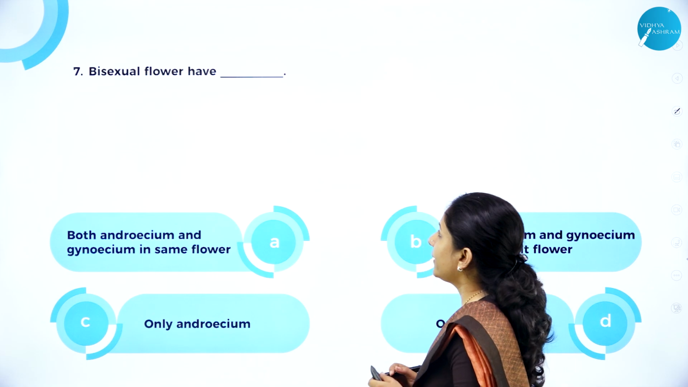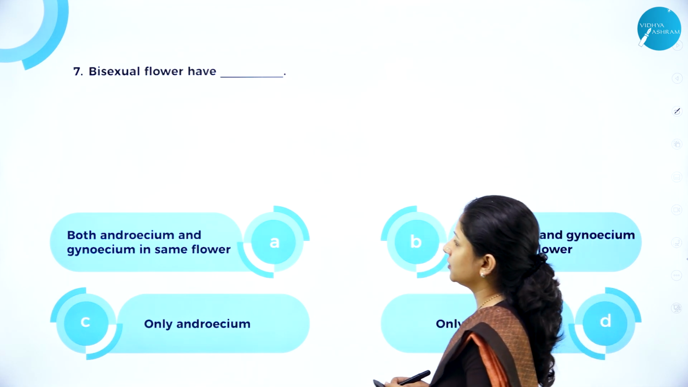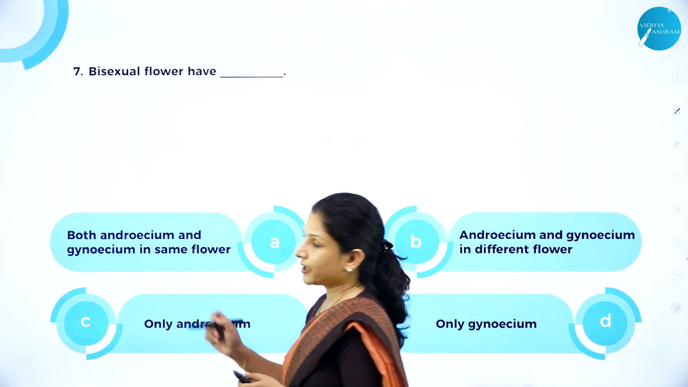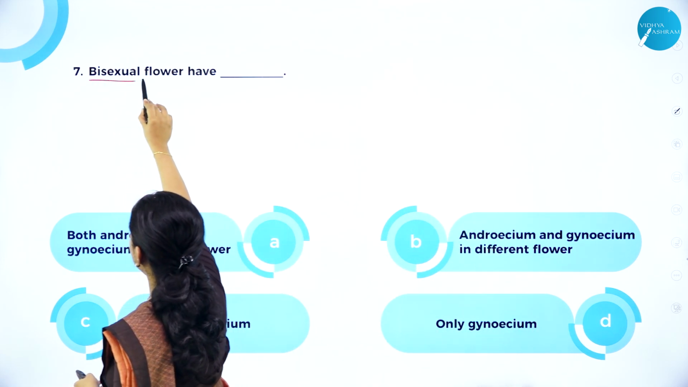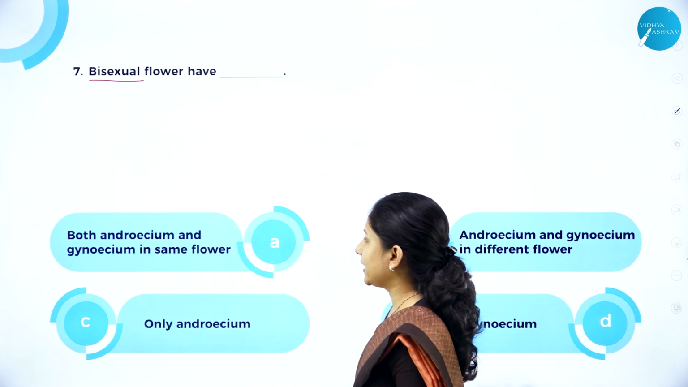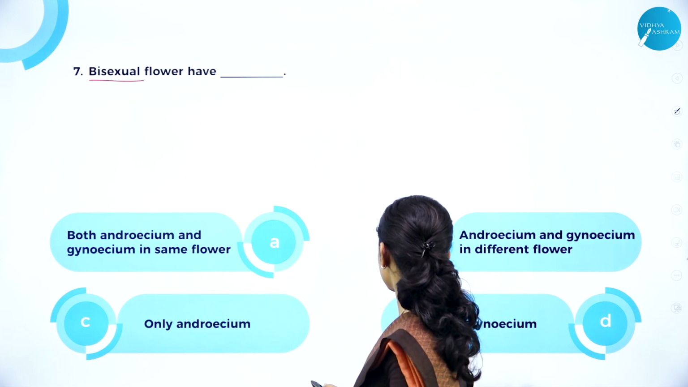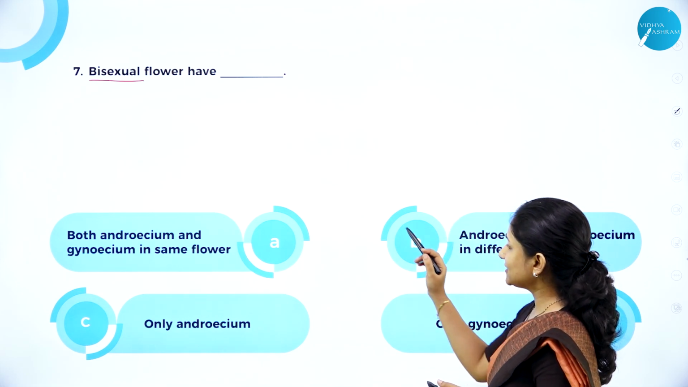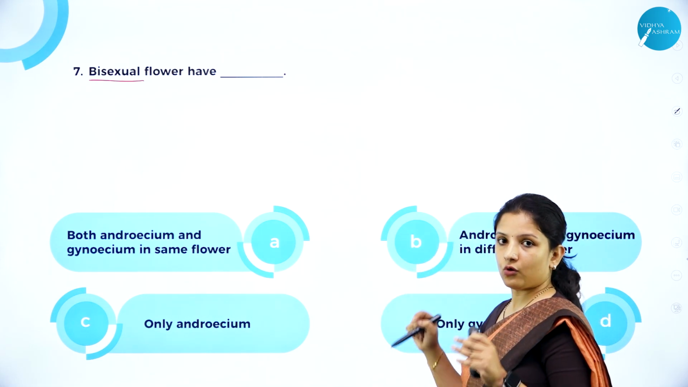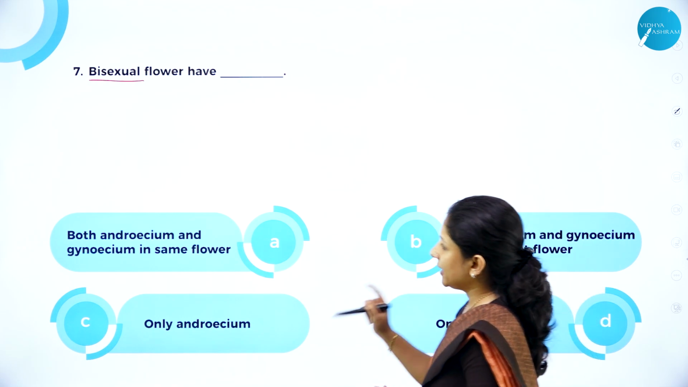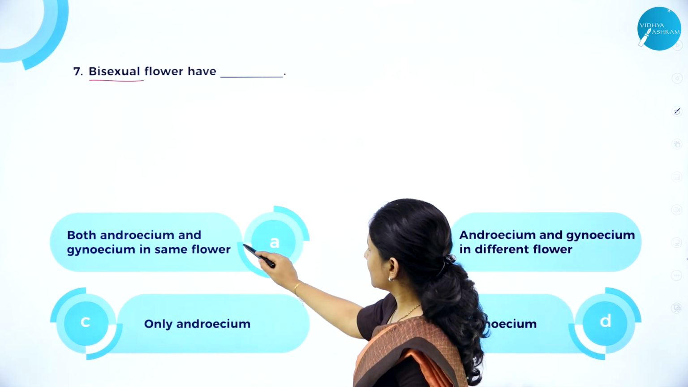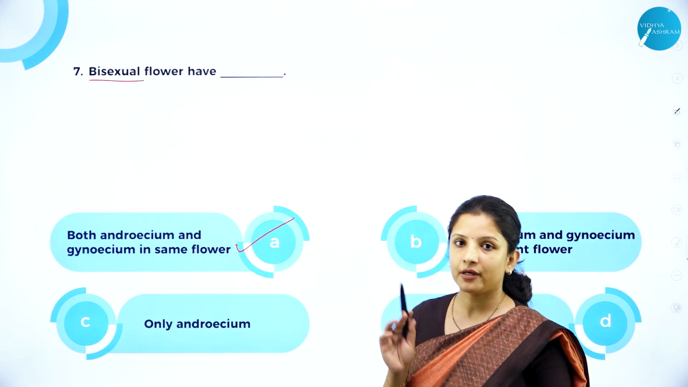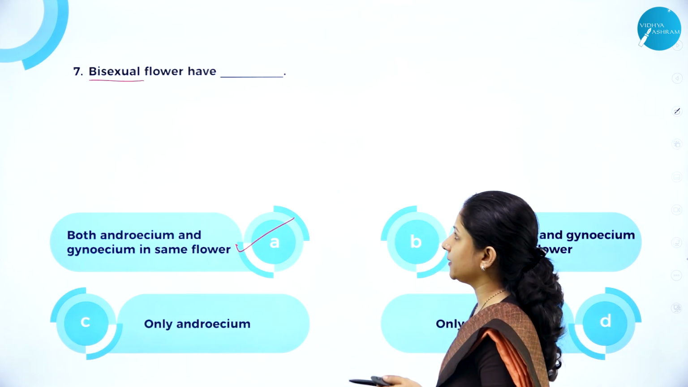Next question. Bisexual flowers have both androecium and gynoecium in the same flower. Don't get confused here. The options are: both androecium and gynoecium in the same flower, androecium and gynoecium in different flowers, only androecium, and only gynoecium. Options B, C and D are found only in unisexual flowers. Option A is the right answer because bisexual flowers have both androecium and gynoecium in one flower only.